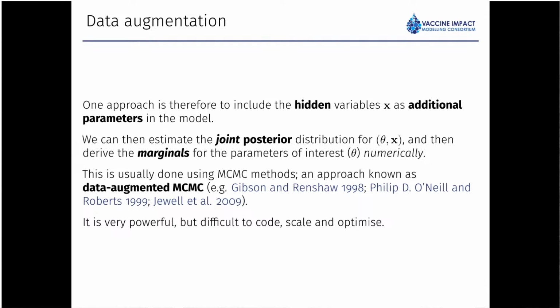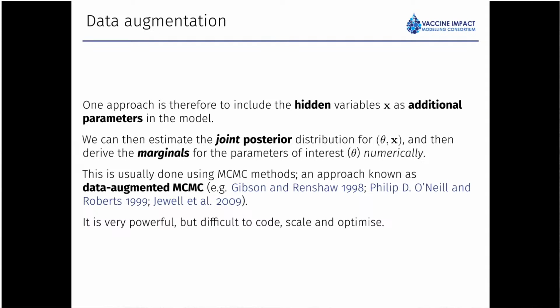And then, once you've done that, you can just ignore all the x parameters and take the parameters, and that will give you an estimate of the posterior distribution, okay? And this approach is called data-augmented MCMC. And it is incredibly powerful, okay? But it is very hard to implement, okay? It's hard to implement, it's hard to optimize, it's hard to code, and it's hard to scale up, okay?